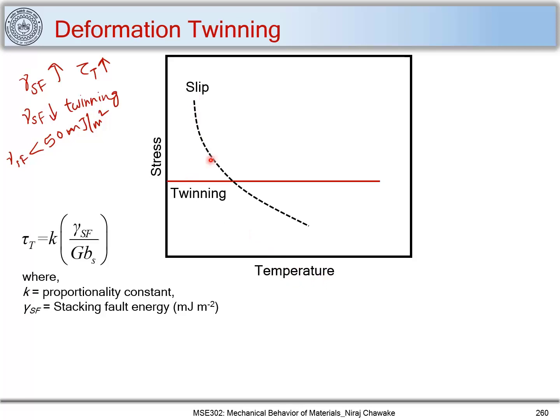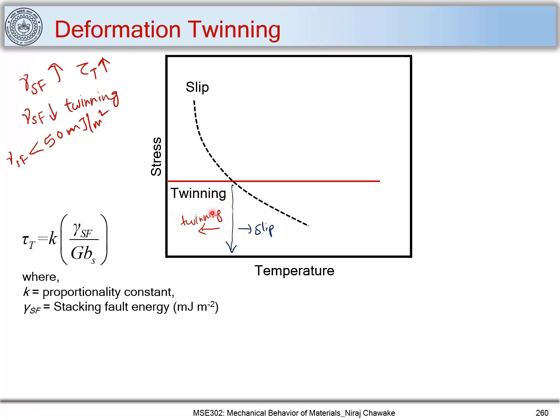And from this diagram, or this schematic, you can see that at temperatures above a certain temperature, let me mark that here, you have a temperature above which slip occurs, because the slip stress is smaller than the twinning stress, and below which twinning can occur. So above this temperature the slip stress is smaller than the twinning stress, and thus slip will occur here.